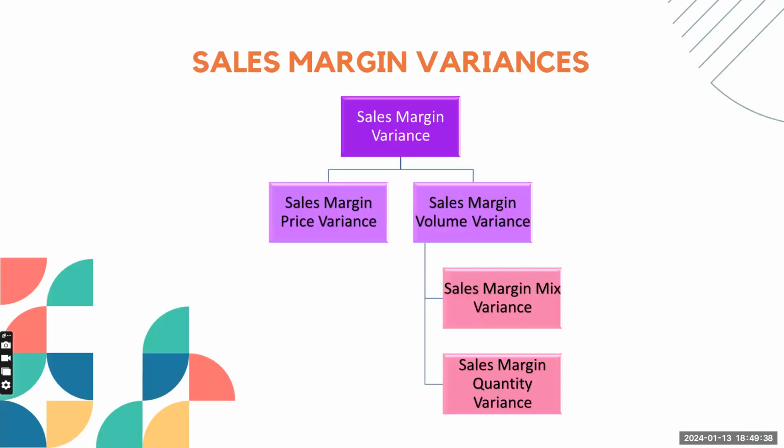Then we have the sales margin variances. Now see the difference. This is the margin approach. Again, only a small change. Sales price variance, now it's the sales margin price variance. Sales margin volume variance: initially it was sales volume variance, now it's sales margin volume variance. So we take these two, and the mix and yield or the quantity separately.